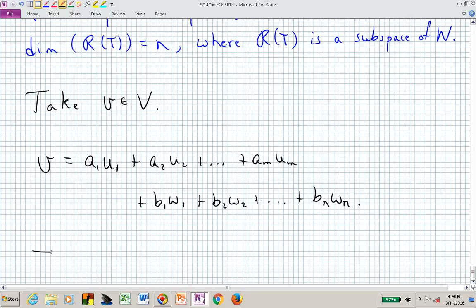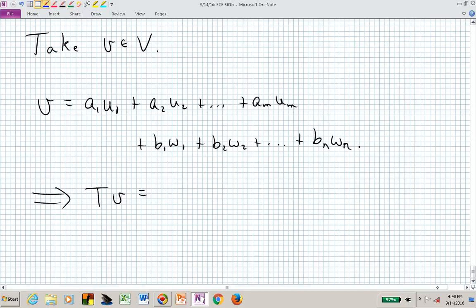And on the left we have Tv. Anytime you hear that, you're going to be thinking 501b. What do we have on the right? What is T times any of these u's?